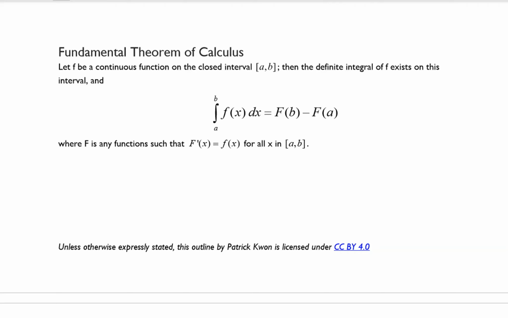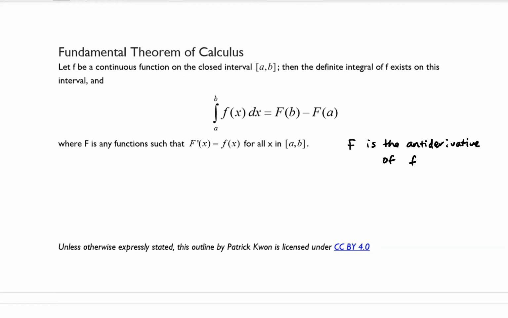So let f be a continuous function on the closed interval a comma b, then the definite integral of f exists on this interval, and the definite integral of f of x from a to b is equal to capital F of b minus capital F of a, where capital F is any function such that F prime of x is equal to f of x for all x in a b. That's basically another way of saying that capital F is the antiderivative of lowercase f.